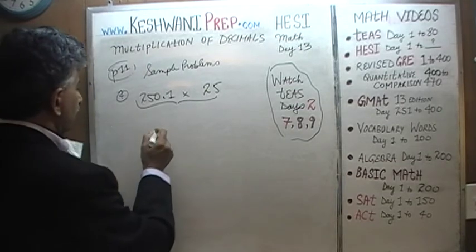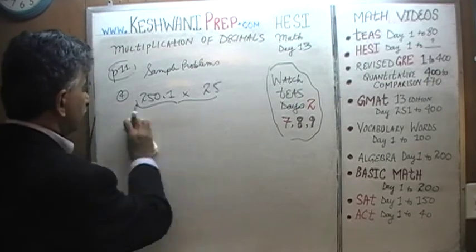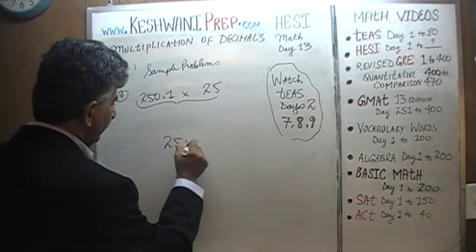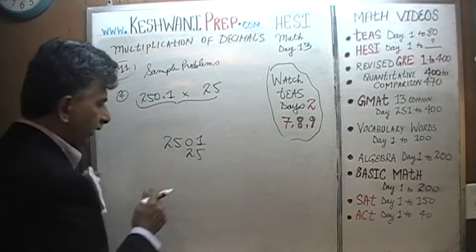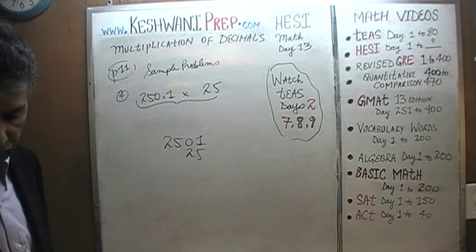250.1, so we're going to do 2501 times 25, and we'll worry about the decimal at the end.